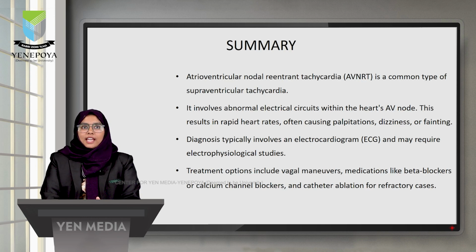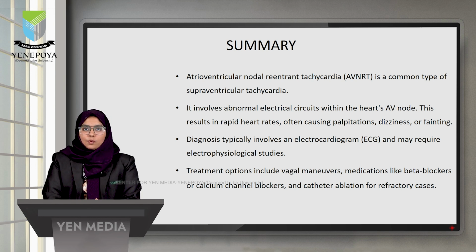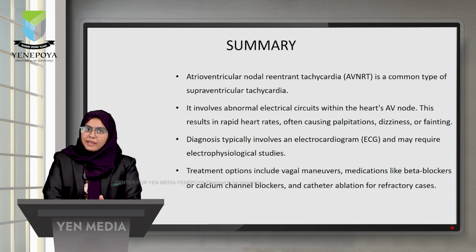Summary: atrioventricular nodal reentrant tachycardia is a common type of supraventricular tachycardia. It involves abnormal electrical circuits within the heart's AV node. This results in a rapid heart rate, often causing palpitation, dizziness and fainting. Diagnosis typically involves an electrocardiogram, that is ECG, and sometimes may require electrophysiological studies. The treatment options include vagal maneuvers, medications like beta blockers or calcium channel blockers, or catheter ablation for refractory cases.